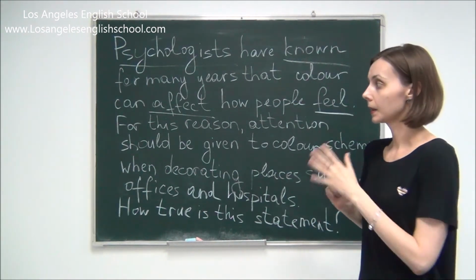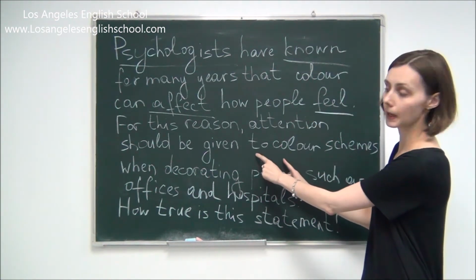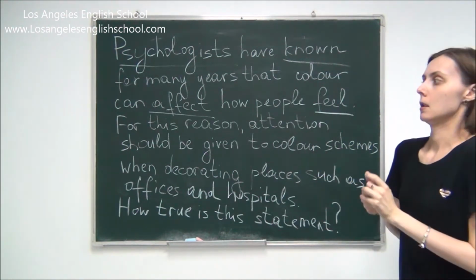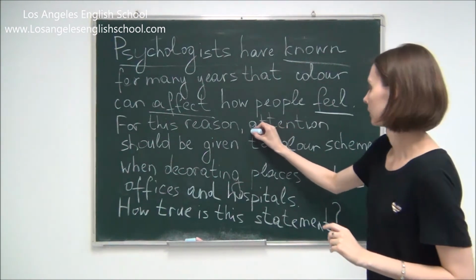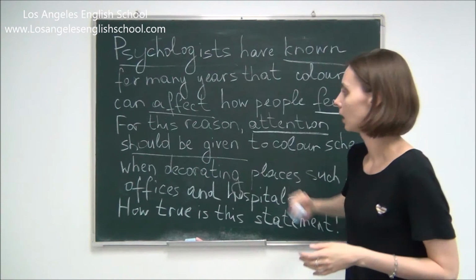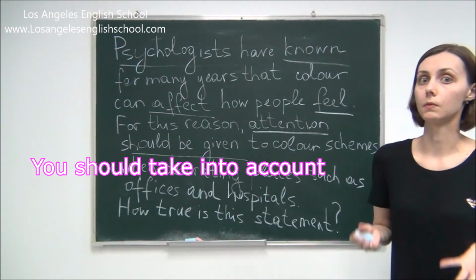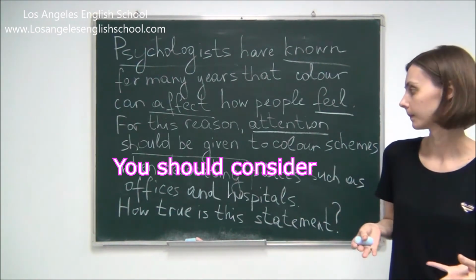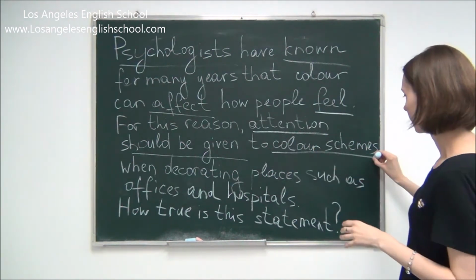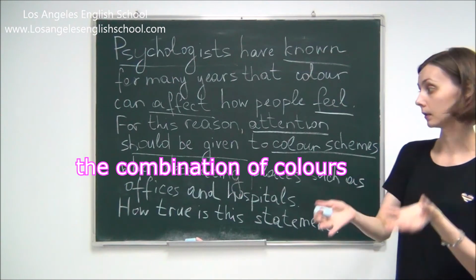Okay, so for example, you can use the second sentence. You also need to rephrase it a little bit. For example, "attention should be given." Instead of "attention should be given," you can say "you should take into account," or "you should consider," or "you should pay attention to." Color schemes. Schemes, it's like a combination. You can say "the combination of colors."